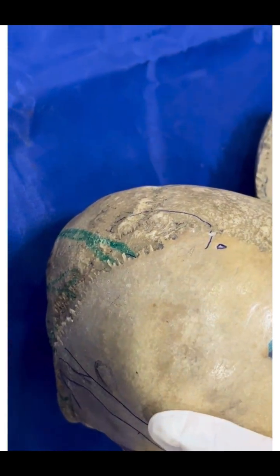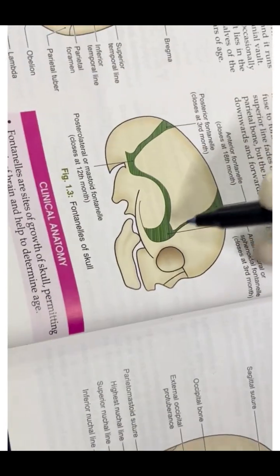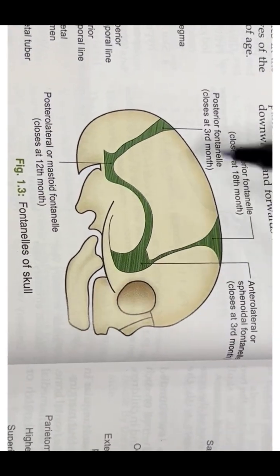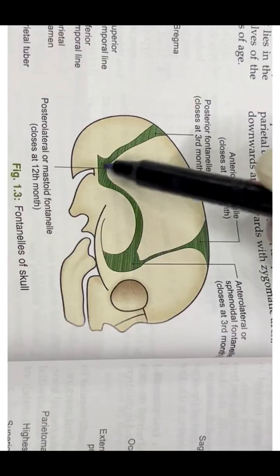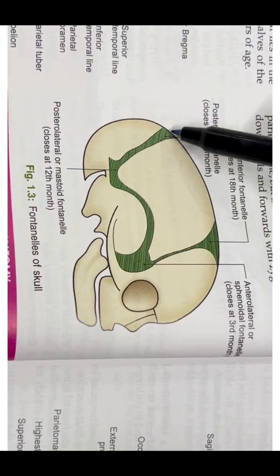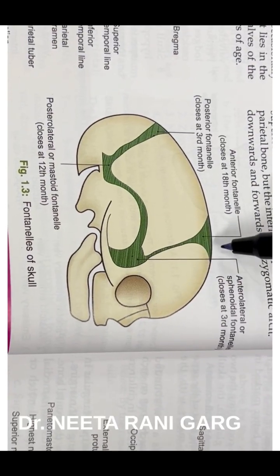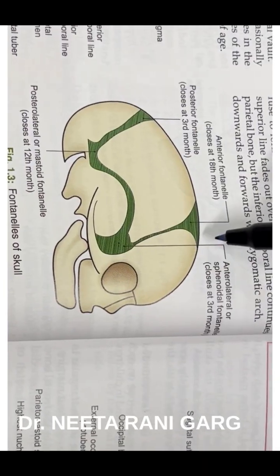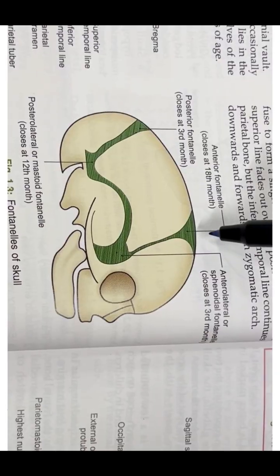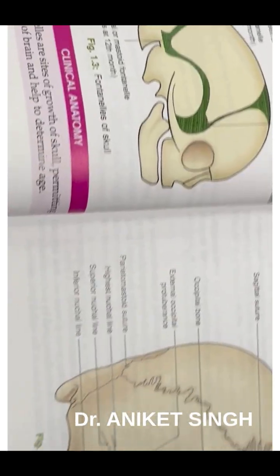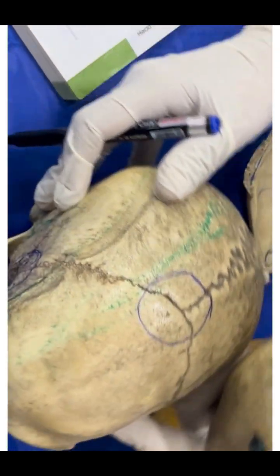So in this diagram I will show you. This is the anterolateral fontanelle, posterolateral fontanelle, anterior fontanelle, posterior fontanelle. These fontanelles fuse within 3 to 6 months, but the anterior fontanelle is the largest one, it fuses at the age of 18 months, or you can say 1.5 years. Fine.